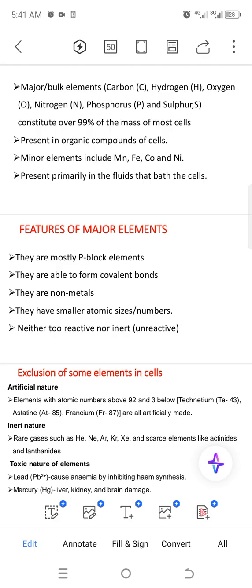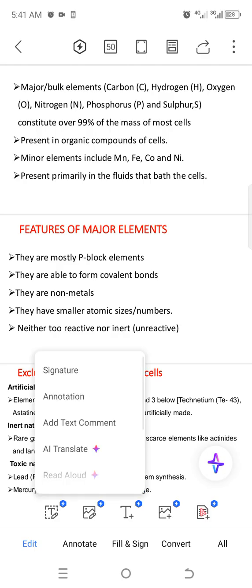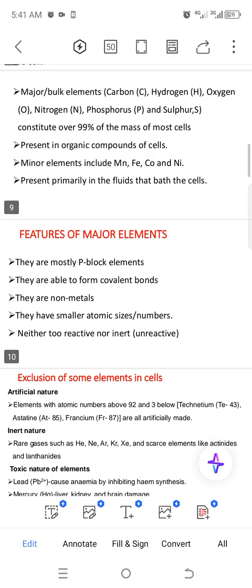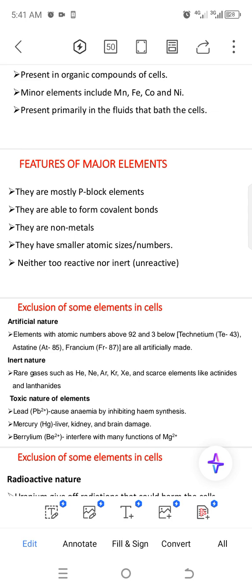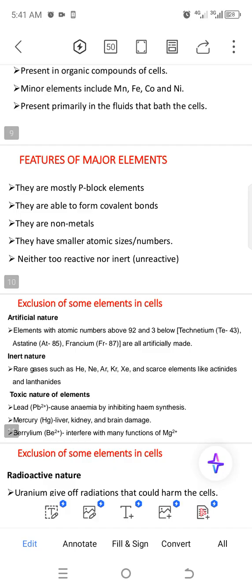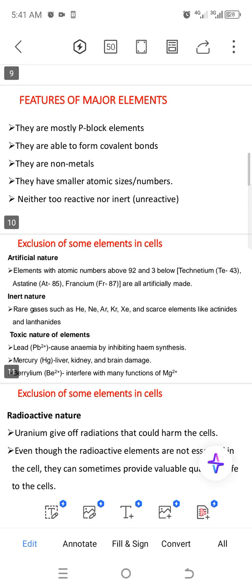And we have what? Minor element. To the major element, you have carbon, hydrogen, oxygen, nitrogen, phosphorus, and what? Sulfur, which constitute over 99% of the mass of most cells. So when you take the cell, these elements are very common in it, and they are present in organic compounds of cells. The minor elements include manganese, iron, cobalt, and nickel. They are present primarily in fluids that bathe the cells.